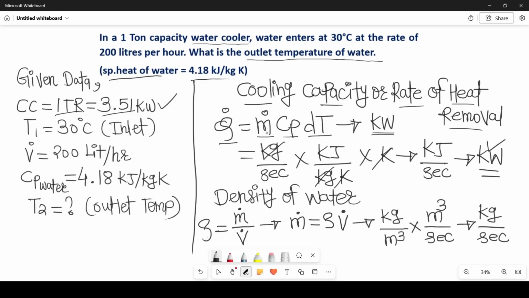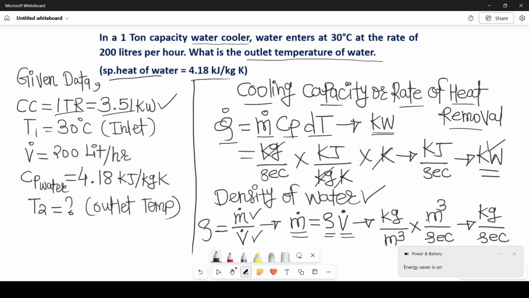Now, how do I calculate the mass flow rate of the water, which is not given to us? So I will use density of water formula, which is equal to mass per unit volume. Instead of using mass per unit volume, I will say mass flow rate divided by volume flow rate. So from this, mass flow rate equal to density of water multiplied by the volume flow rate of the water. Volume flow rate of the water is already given to us.